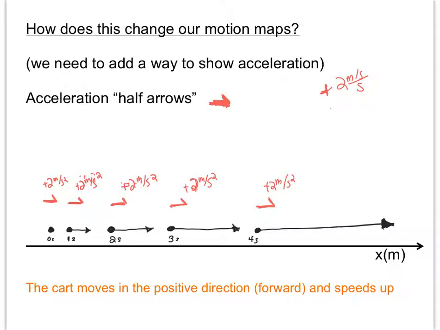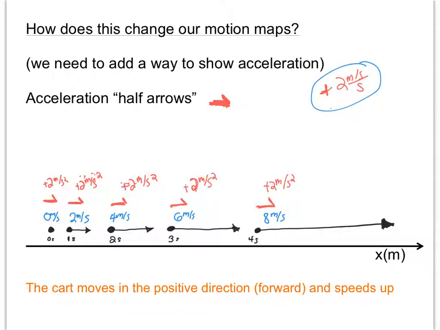Okay, so what does this mean in terms of our velocities? Well, initially, we start off with 0 meters per second. Notice that 0 meters per second because there's no dot. And then a second later, based on what we know about our acceleration, we should have 2 meters per second. 2 meters per second. Okay? And then another second later, we should have 4 meters per second. And a second after that, we should have 6 meters per second. And then a second after that, we will have 8 meters per second.